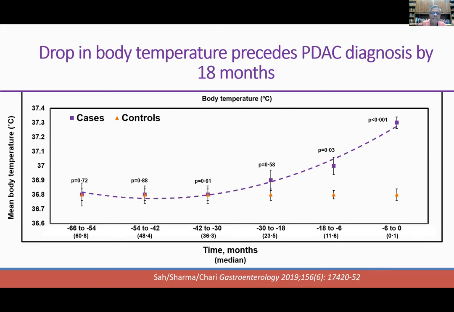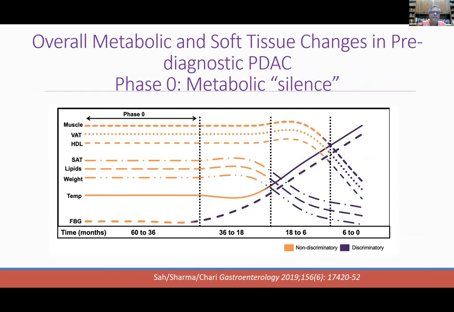You can see the red is controls and the purple is cases. And when we took the non-weight-losing patients, this effect was gone. So it was only seen in patients who were losing weight. This is a summary of all the evidence we have generated so far.